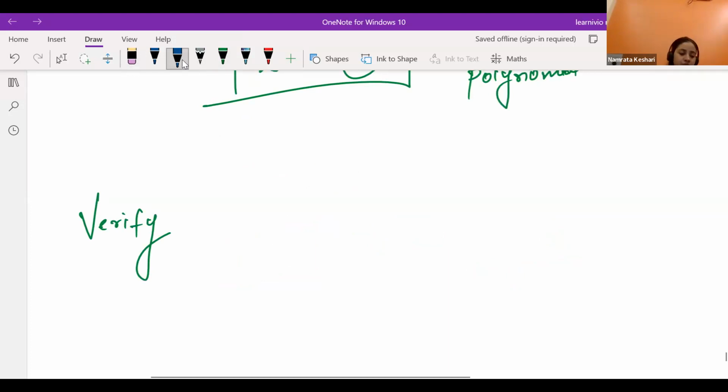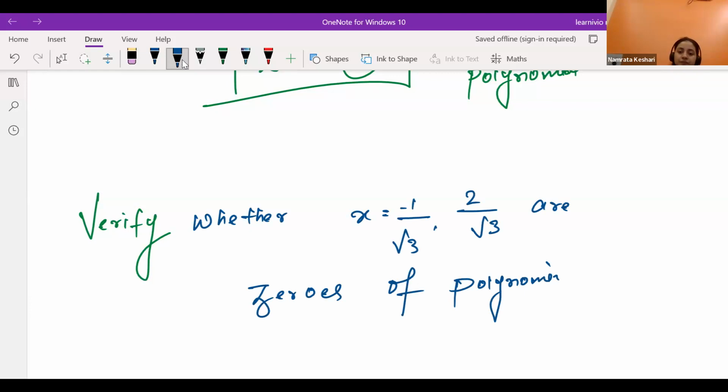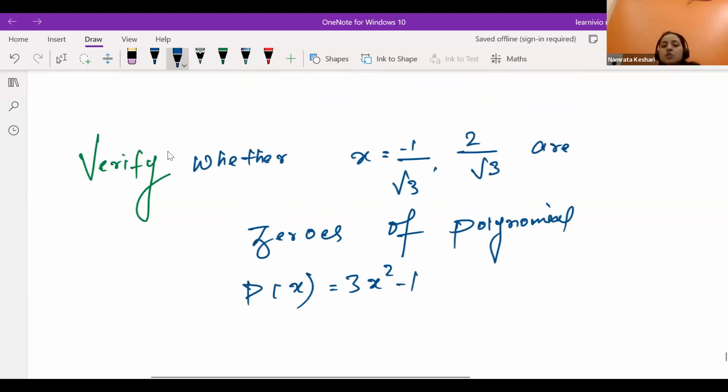Whether x equals minus 1 by root 3 and 2 by root 3 are zeros of the polynomial p(x) equals 3x square minus 1. If it is a zero of the given polynomial, yes or no.